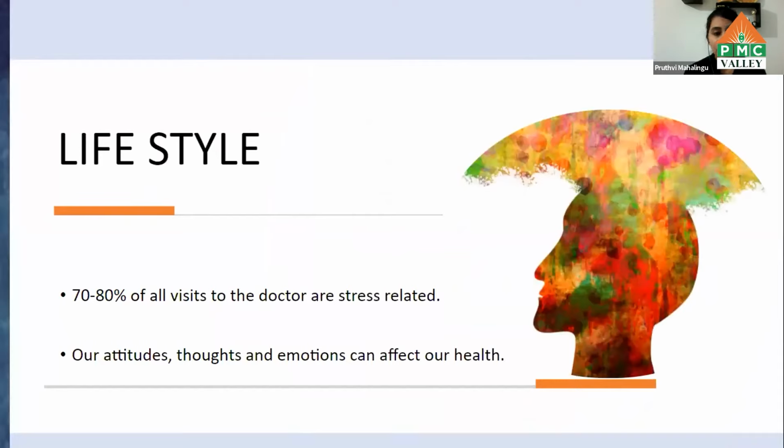And we all know that the lifestyle that we are leading today is a little stressful, and 70 to 80% of the visits to the doctors are stress related. Even the doctors, after prescribing the medicines, they say, please work on improving your lifestyle. So what does that really mean? So we have to understand that our attitudes, thoughts, and emotions have an impact on our health.